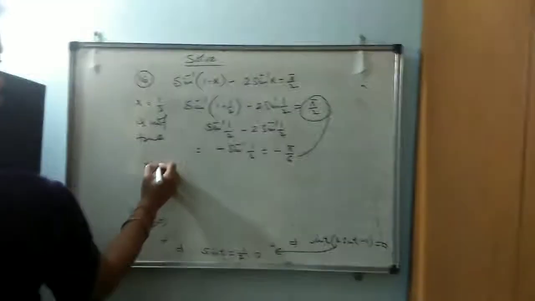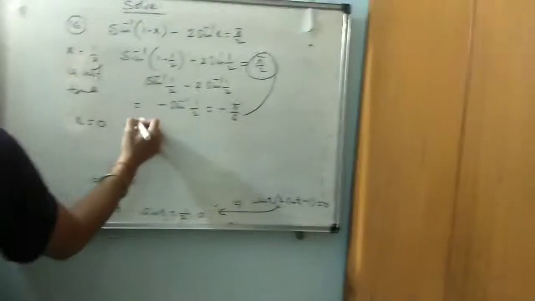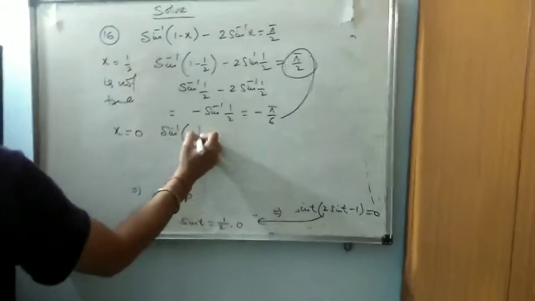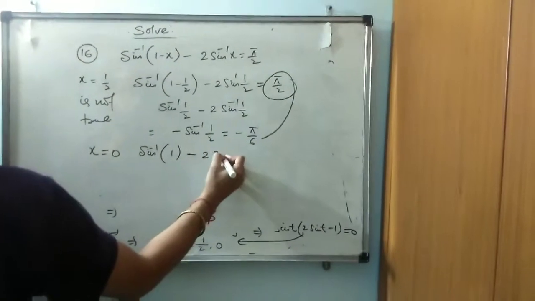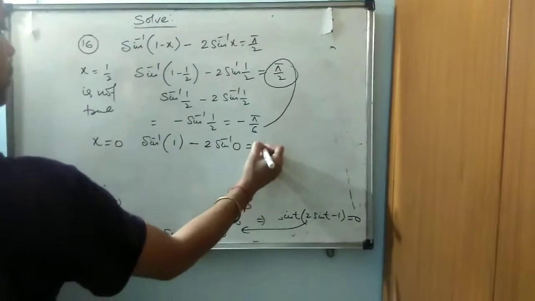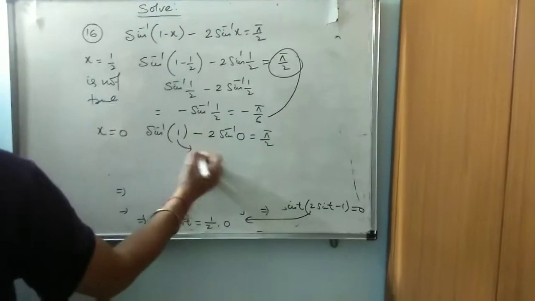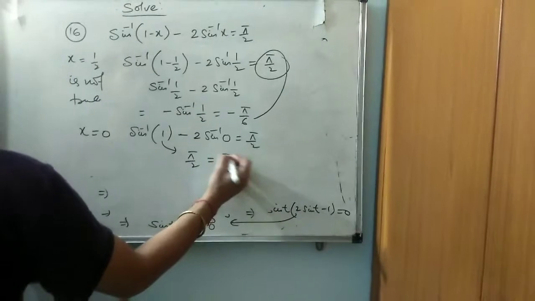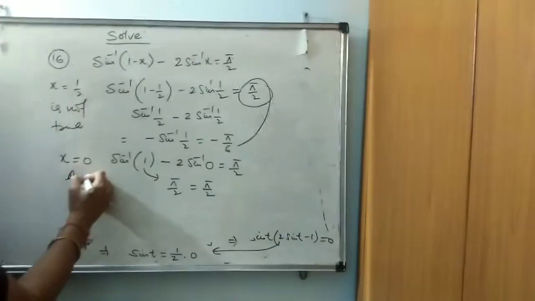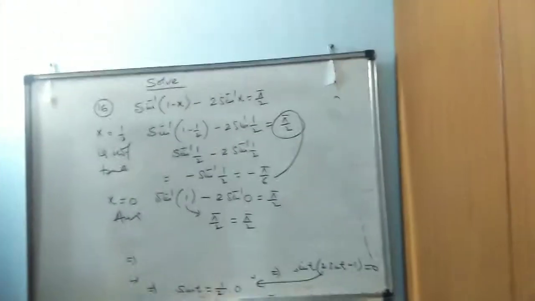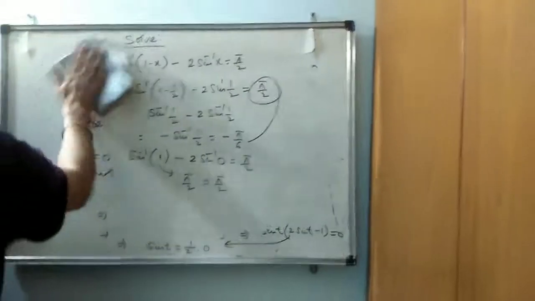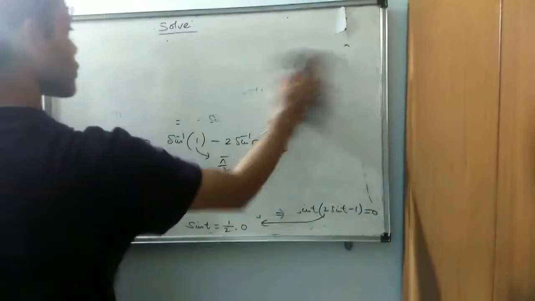Now check for x is equal to 0. We have sin inverse 1 minus 2 sin inverse 0 equals pi by 2. Sin inverse 1 is pi by 2. So pi by 2 is equal to pi by 2. Therefore x is equal to 0 is the right solution. Now the last question of this. Question number 17.